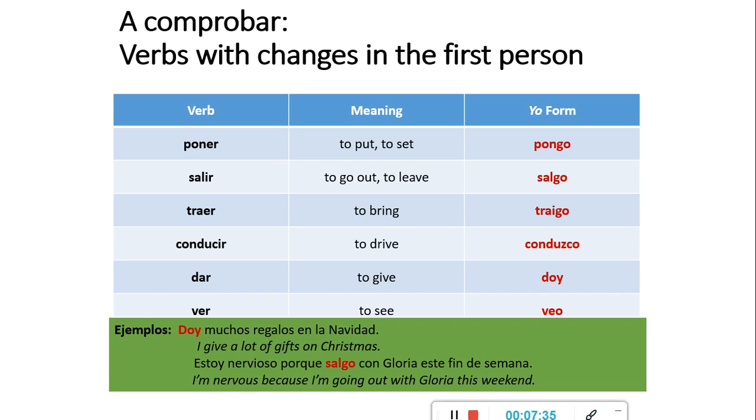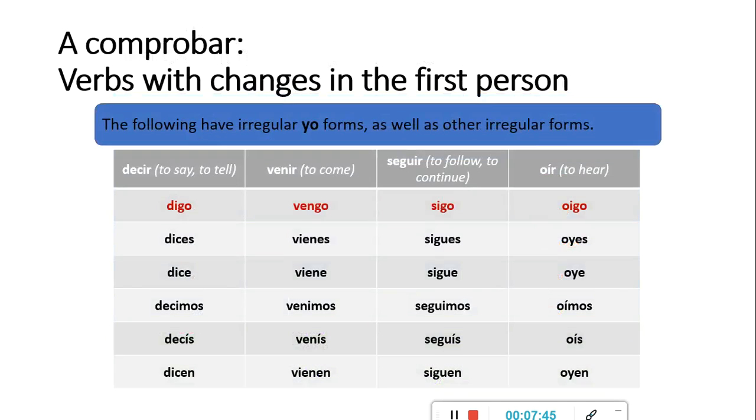So follow that pattern. Por ejemplo, doy muchos regalos en la Navidad. Estoy nervioso porque salgo con Gloria este fin de semana. These verbs all have irregular yo forms, but then they're irregular in the rest of the forms as well. So yeah, again, flashcards are really effective to just memorize these, because the irregular verbs take a bit of memorization. Let's do some core repetitions.